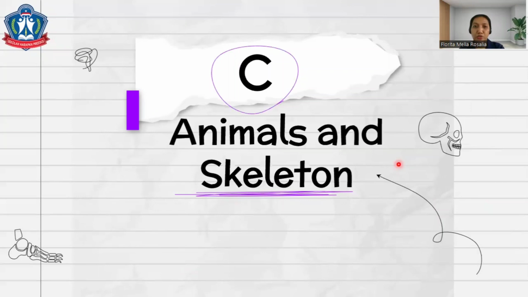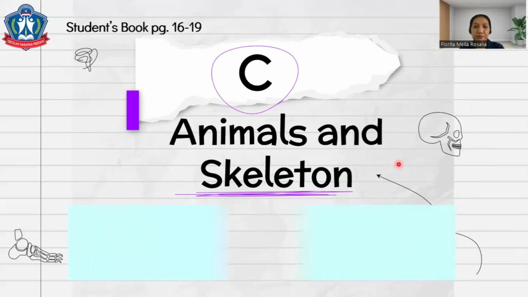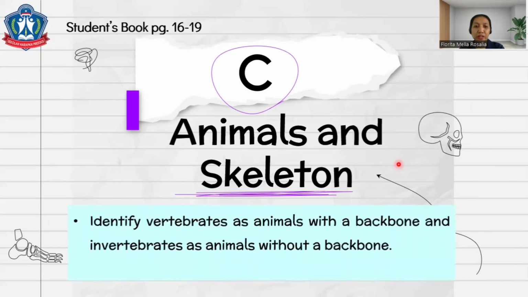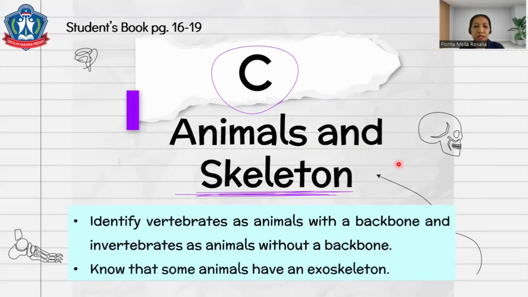Now we will continue with Lesson C, animals and skeletons. You can open your student's book page 16 until 19. In this lesson, you will identify vertebrates as animals with a backbone and invertebrates as animals without a backbone. And you will also know that some animals have an exoskeleton.